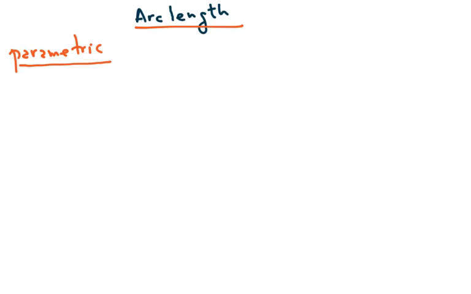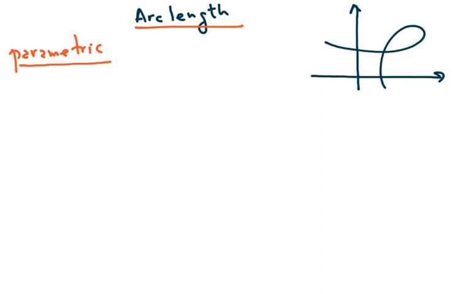To calculate the arc length of a curve in parametrics, let's say, for instance, we have a curve like this, and we want to calculate the length, for instance, from here to here.